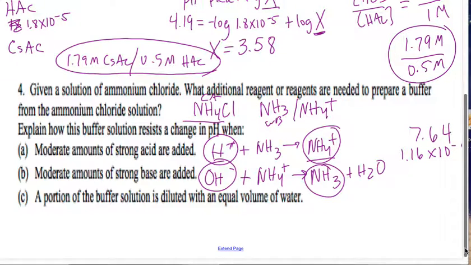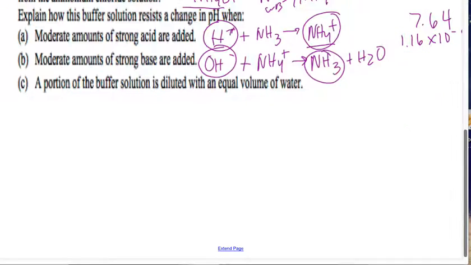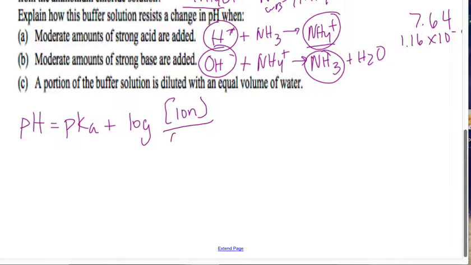Now let me ask you this one. This is a good question. A portion of the buffer is diluted with equal volume of water. So I take 500 mils of the buffer, and I add 500 mils of water to it. What does that do to the pH? Is it going to send it closer to 7? Let's think about Henderson-Hasselbalch. I'm hoping this will lead to an aha moment.